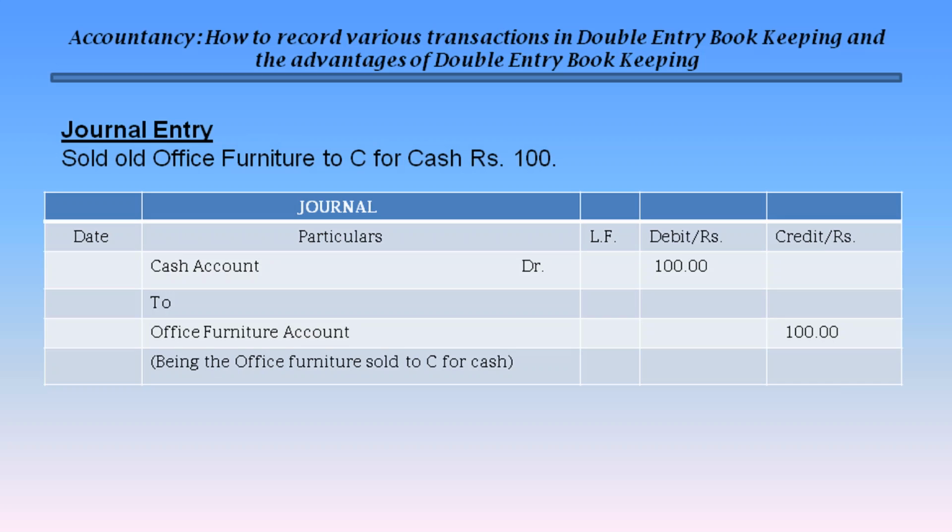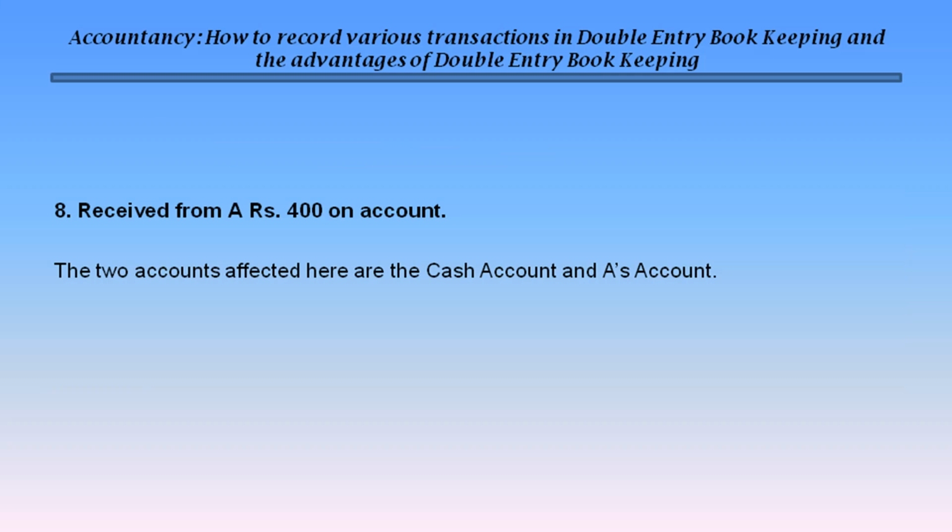Journal entry: sold old office furniture to C for cash, 100 rupees. Cash account debit 100 rupees to office furniture account credit 100 rupees. Narration being the office furniture sold to C for cash.